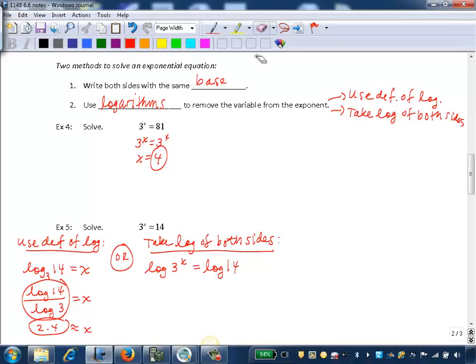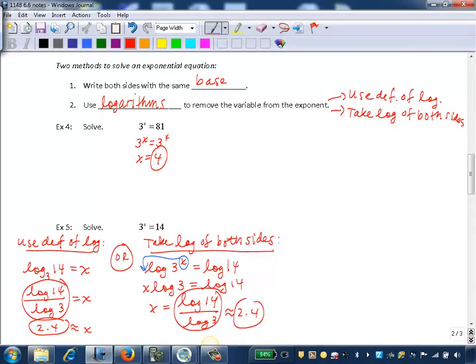Now, we've got to get this variable out of the exponent. But now that the exponent is on an argument of a logarithm, we have a rule that lets us move this out in front. So we have x log 3 now equals log 14. And then all we need to do is divide each side by the log of 3 to isolate x. So we have x equals log 14 over log 3, which is exactly what we got over here. Again, we know that's about 2.4. So either way is correct.